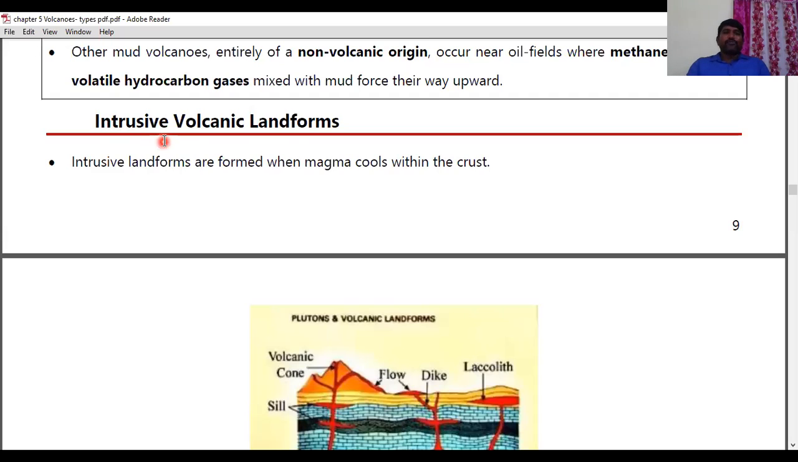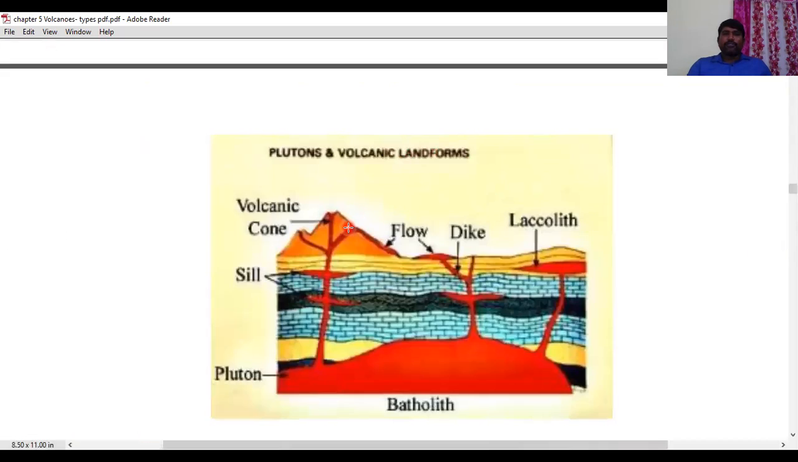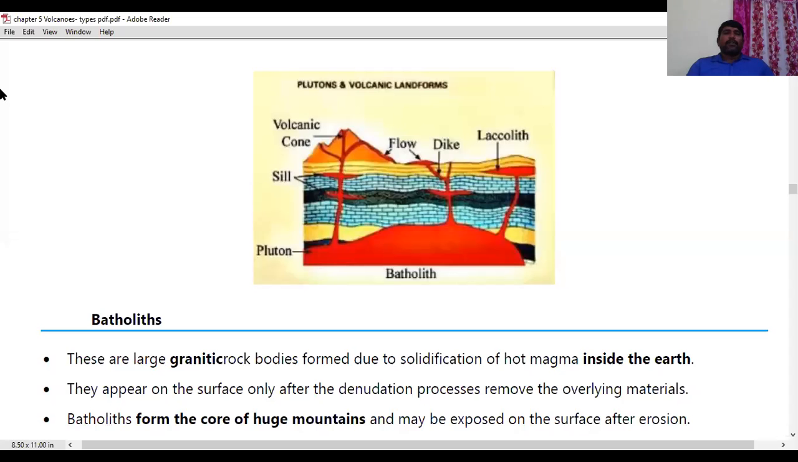Now let us go to the intrusive volcanic landforms. Intrusive volcanic landforms are formed where the magma solidifies within the crust without reaching the surface. The picture on the screen shows the plutonic and volcanic landforms made by volcanic activity. Now let us discuss the various intrusive landforms made by volcanoes.